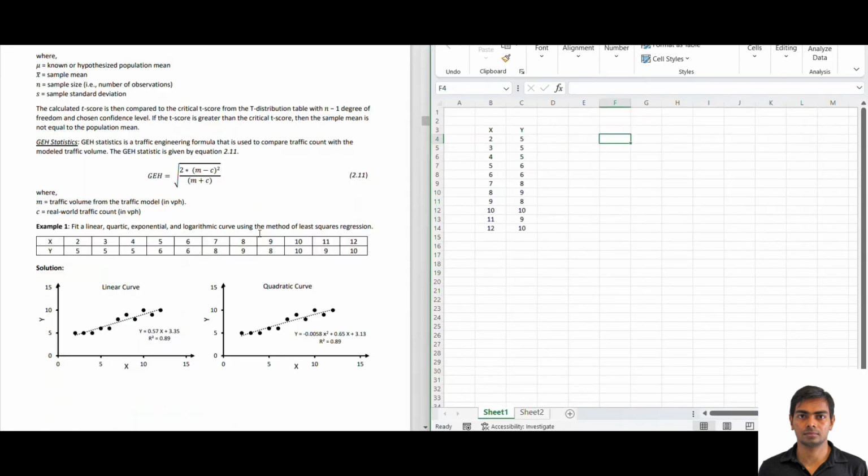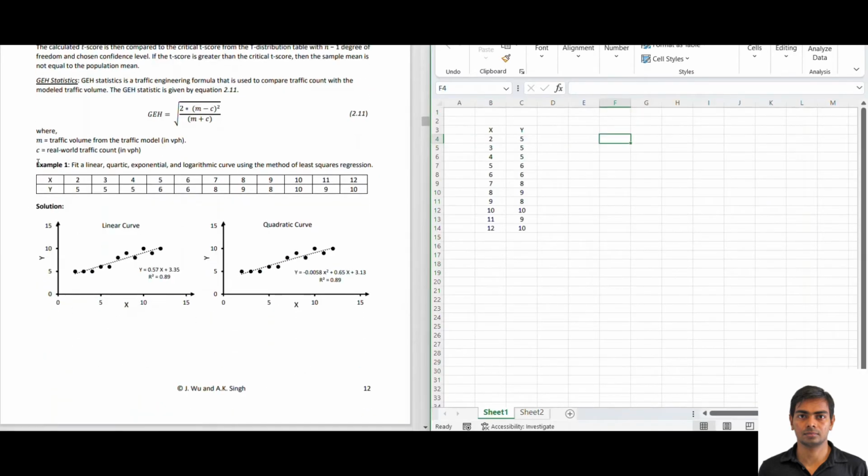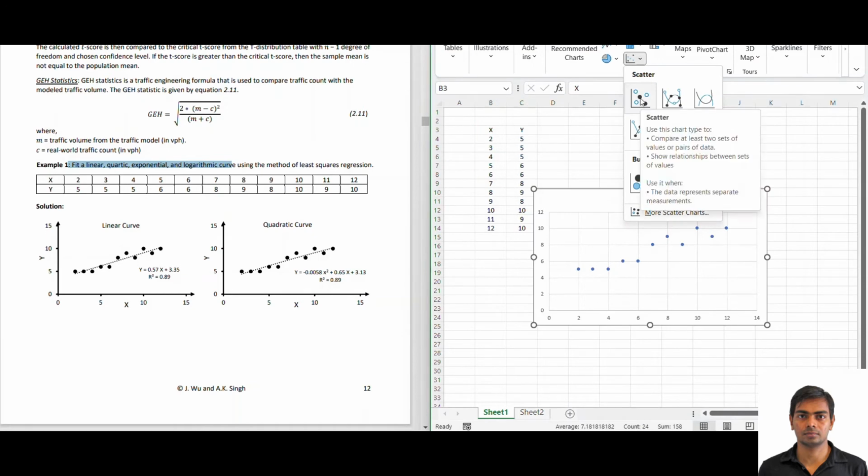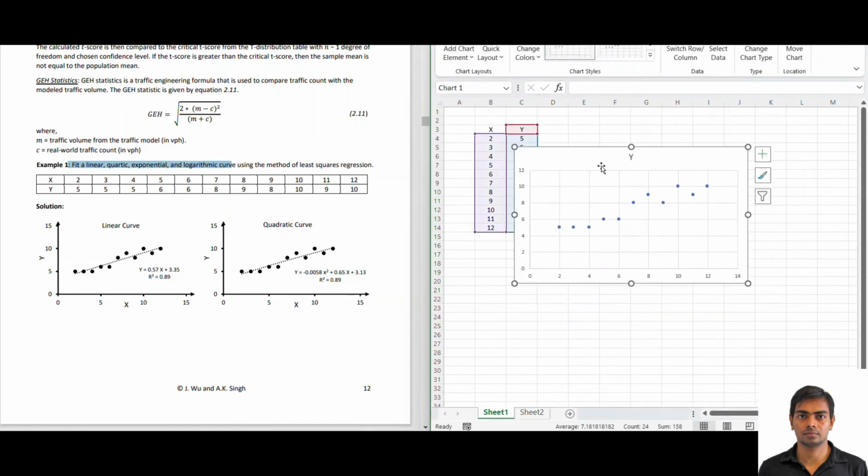Now let's look at some examples. So we have here example 1, which is we are given some x and y data, and let's fit a linear, quadratic, exponential and logarithmic curve to this data using least square method. So in Excel I have put the data here. Typically what we can do is we can go to insert, go to this XY scatter plot and put the plots here. So this is my X versus Y.